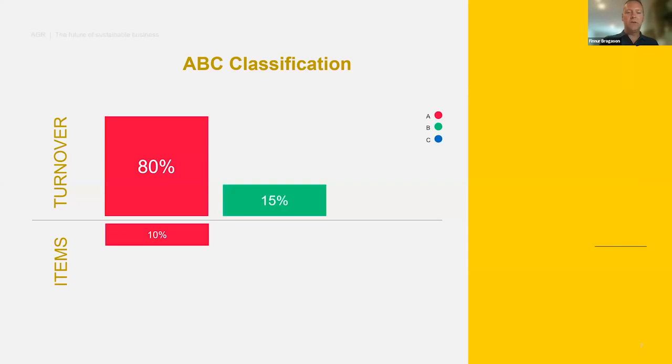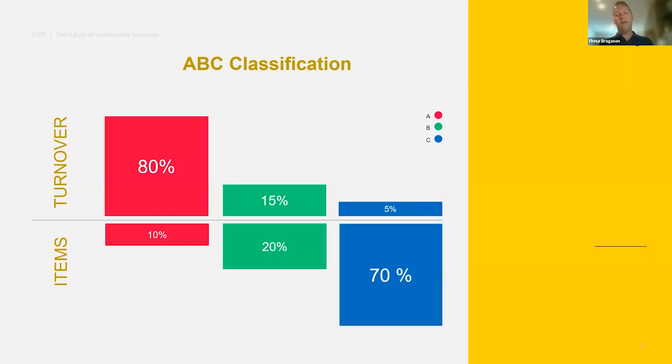Now the second part is the B items. These are the 20% of items that give us an additional 15% in turnover. So we can say combined A and B, these are 30% of items that give us 95% of our turnover. And then we have the C category, which is the majority of our items, the 70% of our items that give us only 5% of turnover. So in this case, I might not be as prone to keep those items at a high service level, so to say.